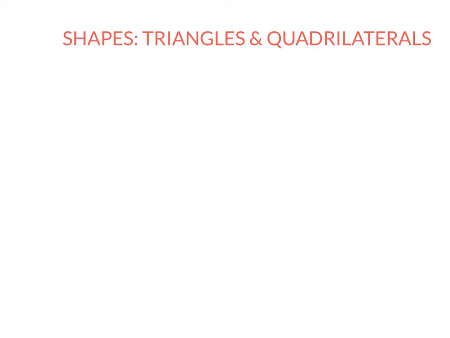Today we will go through different types of triangles and quadrilaterals and also their angles. So let's first look at triangles. So let's look at the different types of triangles.